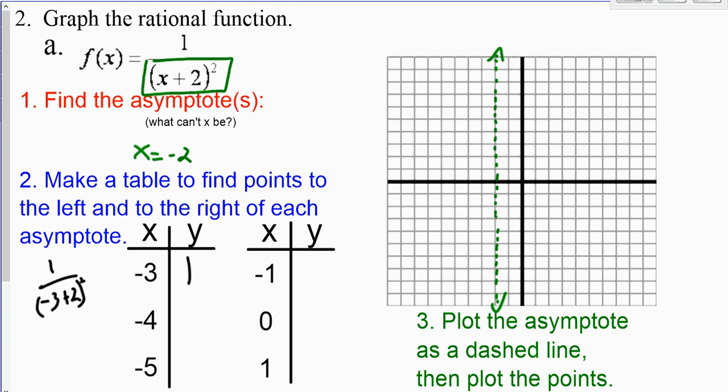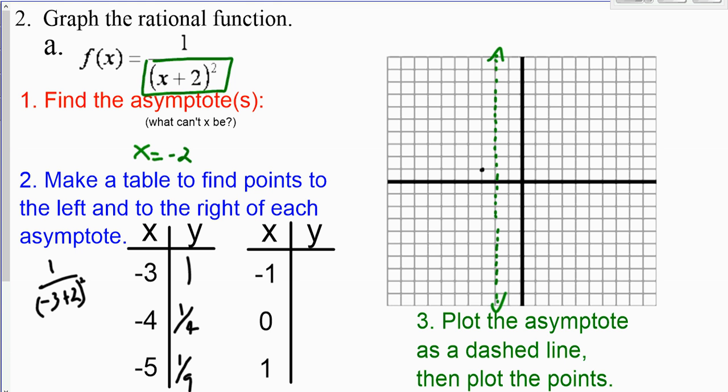So I get 1. So at negative 3, it's 1. Okay, at negative 4, well, negative 4 plus 2 is negative 2 squared, so I'm going to have 1 over 4. Negative 5, well, plus 2 is negative 3 squared is 9, so I get 1/9.